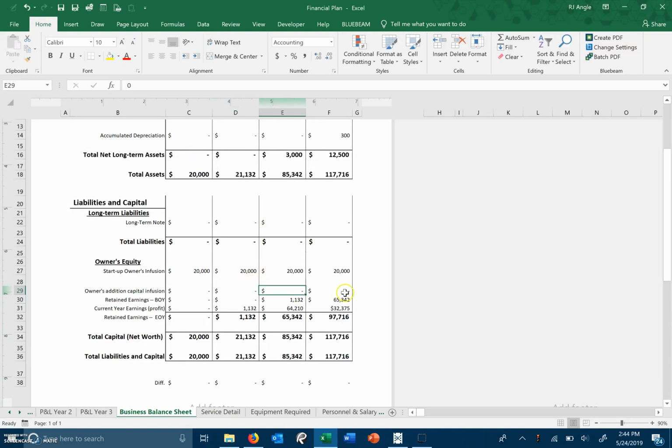You can see that I have not done that in either of the 3 years of operation that I have projected here. Your retained earnings is the beginning of year amount. So that's from the end of the previous year. So you'll notice that current year's retained earnings, which is profit, this is your net profit line. And we're looking at the end of year one. So we show a value of $1,132 here of current year's retained earnings.